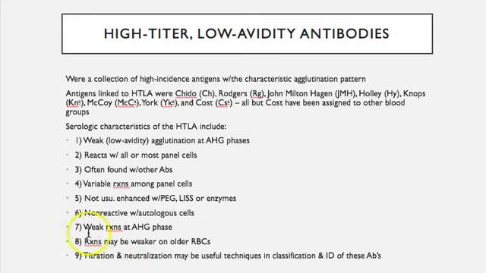And then titration and neutralization might be useful techniques to classify and identify antibodies that are in this group. But again, we don't see this very often, but these are some of those characteristics that might lead you to believe that you're dealing with an HTLA antibody.